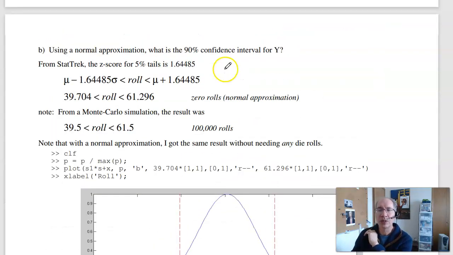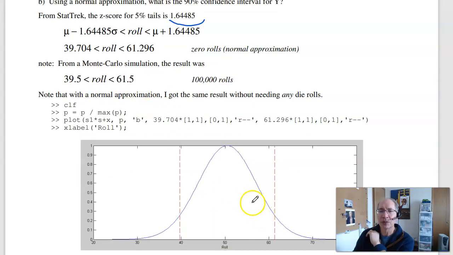So, using that, I can find the 90% confidence interval. Go to a normal table and find out where's the tail 5%, and the z-score is 1.64485. So if we go left and right 1.64485 standard deviations, I'll capture 90% of the area. Calculating, it's between 39.7 and 61.2. Comparing that to Monte Carlo, that's basically the same answer.